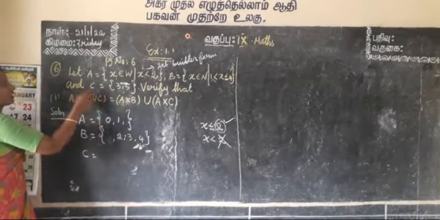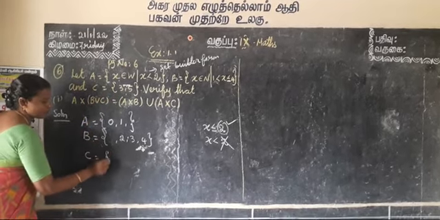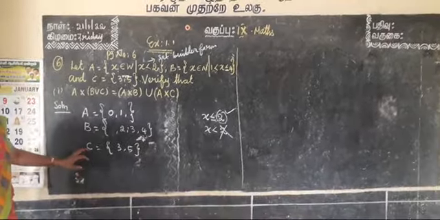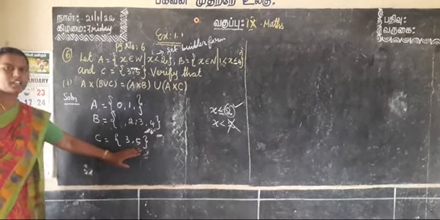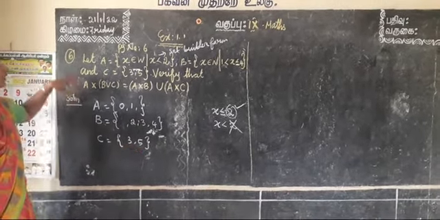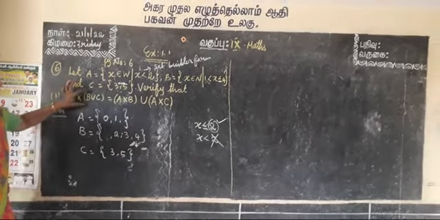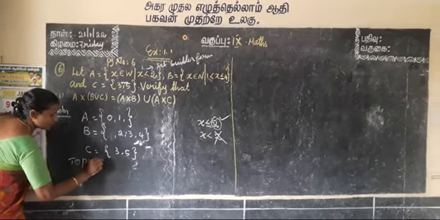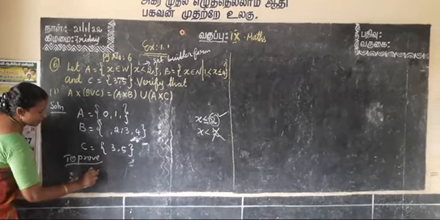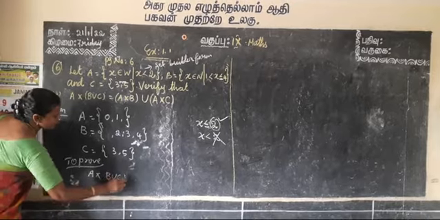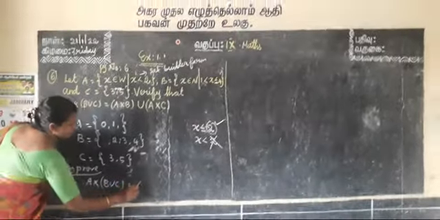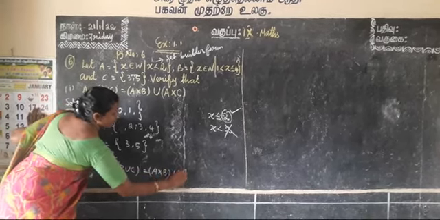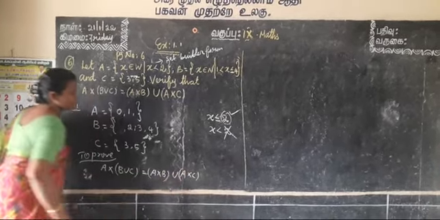And then next is C set. C set they have directly given in roster form, elements 3, 5. Okay. So C is equal to {3, 5}. Now we are going to prove A cross (B union C). What do we have to prove? To prove A cross (B union C) is equal to (A cross B) union (A cross C). Clear? Okay. You know very well.